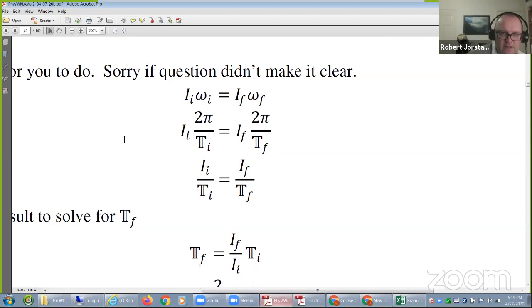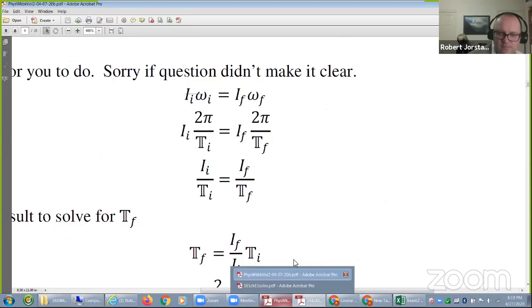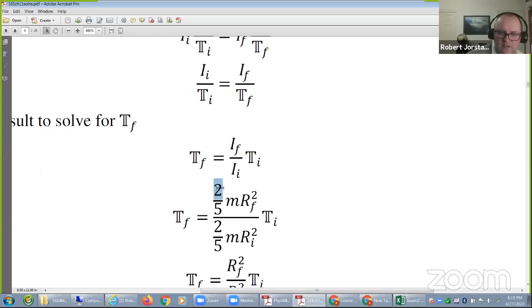And to be clear, I think that's what we're trying to do, determine the new period and the energy change. So we're going to do the new period and the energy change, parts C and D. Let's go take a look at those. So the new period, it was a sphere. So I had 2/5. It is a sphere, has the same mass, it's the same star, but now there's a different radius. This one's final, this one's initial.